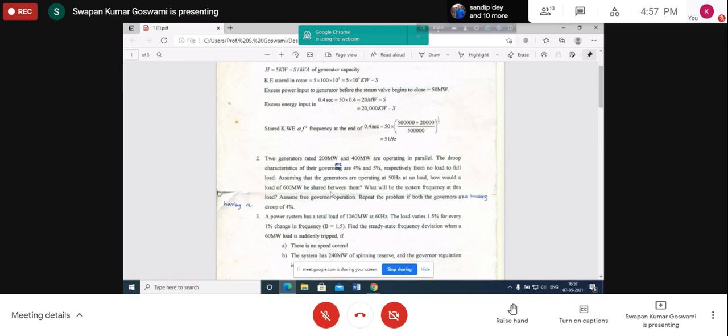When we will be solving the problem, we have to apply the condition that both the generators will have the same operating frequency because generators are operating in parallel. So operating frequency for the two generators cannot be different. It will be same. So what will be that operating frequency?